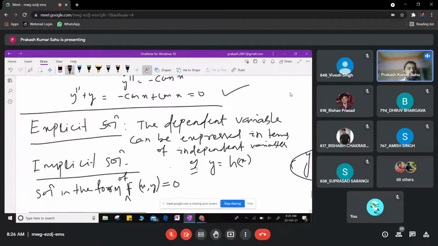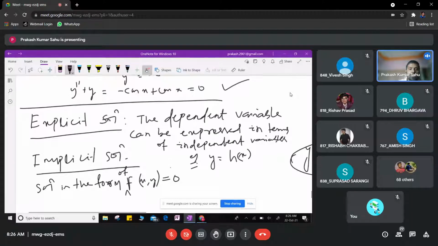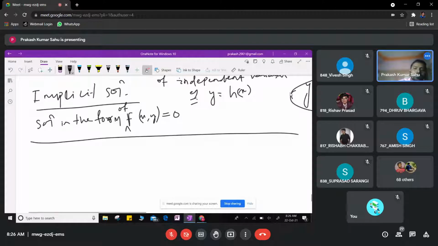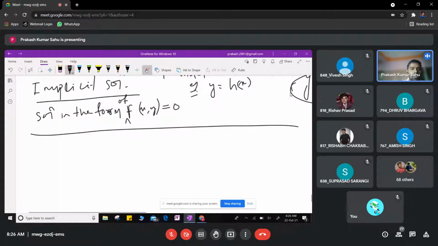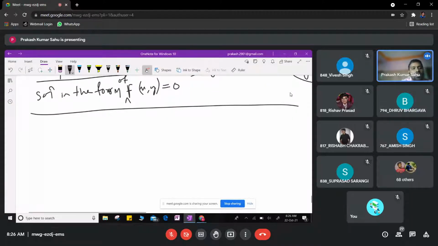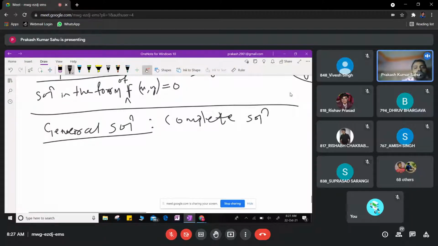So this is the explicit solution and implicit solution. Now let us see the types of solution. In general, when you solve a differential equation, you will get a general solution. So what is a general solution? A general solution means it is the complete solution.